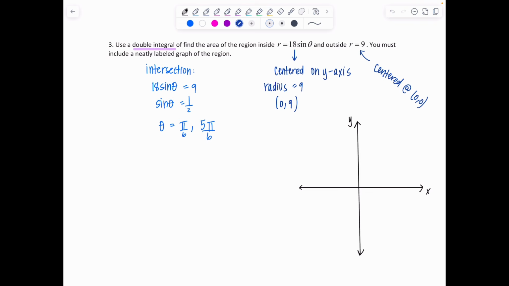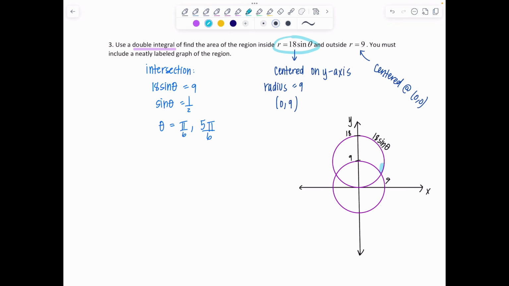X, Y. Okay, one circle is centered on the y-axis. And then the other one is centered at the origin. And they have the same radius, radius 9. So this is at 9 and then this is at 18. So this outer circle, this one's 18 sine theta and then this one's just r equals 9. So we want the area of the region inside 18 sine theta and outside the other circle. So we need this piece here.